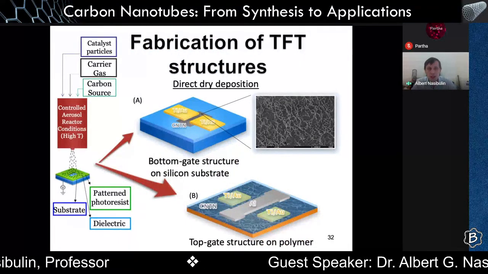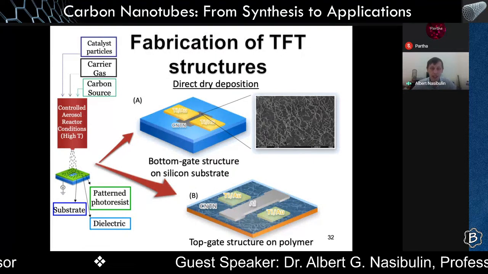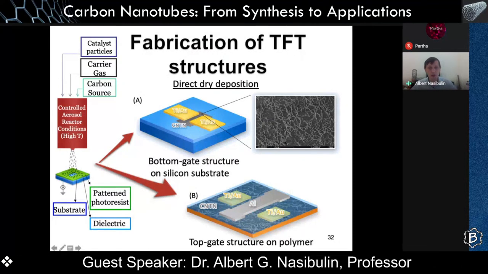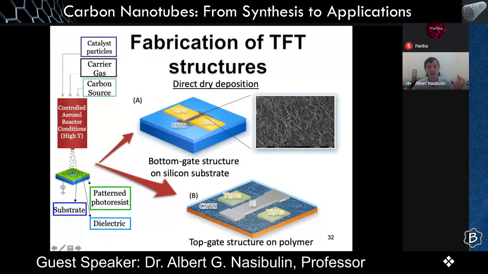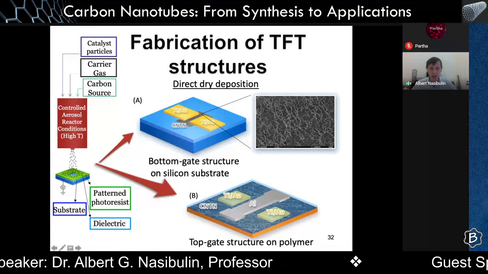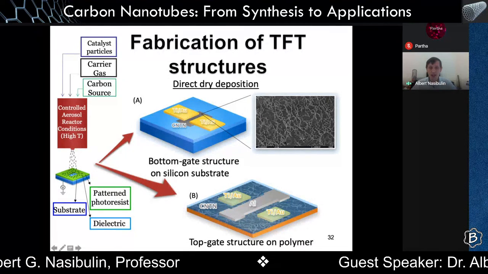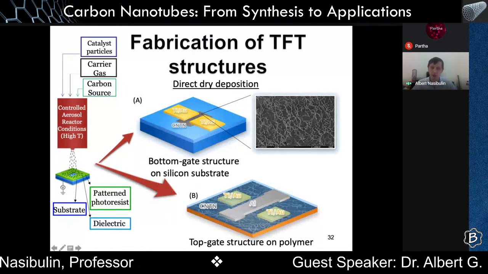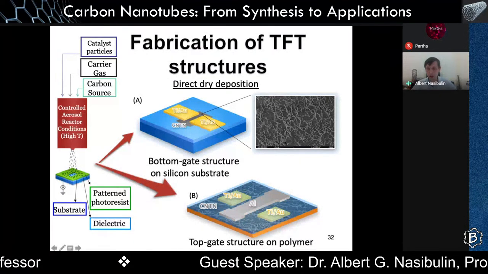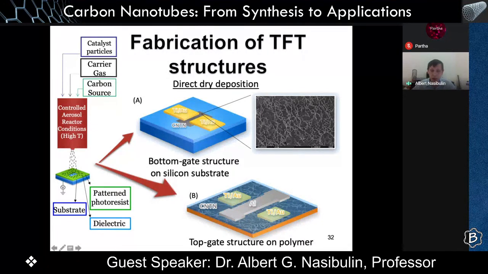Of course, when we talk about electronics, the core of electronics is the field effect transistor. Transistors are really driving all our devices. And can we make transistors out of single-walled carbon nanotubes? Usually the process of synthesis leads to a mixture of metallic and semiconducting tubes. So in that case, between source and drain, you need to create a quite sparse network where the pathway would be through only semiconducting carbon nanotubes, and there wouldn't be any metallic percolation between source and drain. That could be realized just by controlling the density of carbon nanotubes. You could deposit and make a bottom gate structure on the silicon substrate or a top gate structure on the polymer.